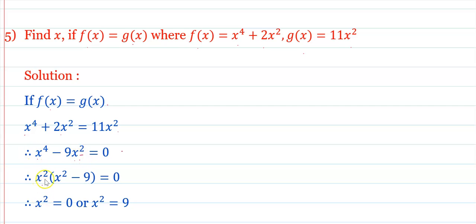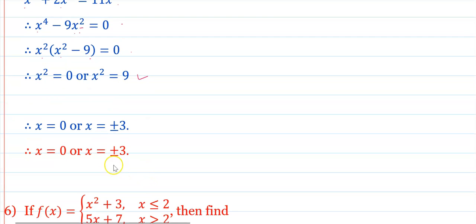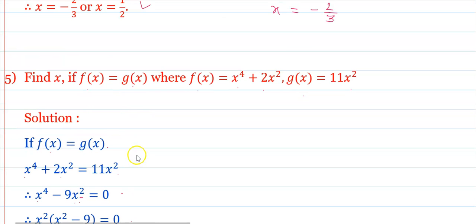Take x square as common. Then in bracket you will get x square minus 9 is equal to 0. Now x square is equal to 0. x square minus 9 is equal to 0 means what? x square is equal to 9. Take the square root. What is the square root of x square? x. x square is equal to 9. Take the square root. Then here you will get x is equal to plus or minus 3. And hence the values of x are 0 or x is equal to plus or minus 3. It is an easy question.